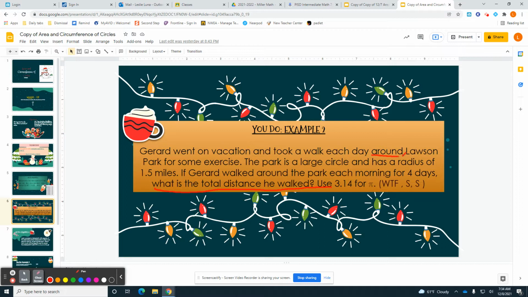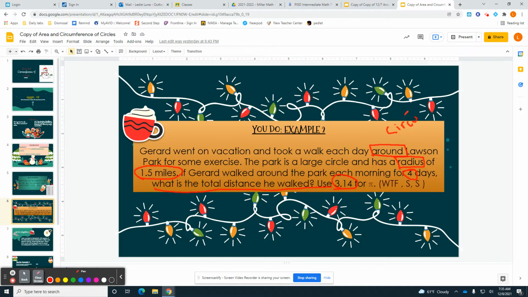If it's around, that's our keyword. And then it says it has a radius. So again, that's a keyword because that tells you what formula to use, of 1.5 miles. So that's an important number. And then our other important number would be 3.14 because that's the number we're using for pi. And you also need to know 4 days. So if he walked around, were you doing circumference or area? If you said circumference, you are correct.